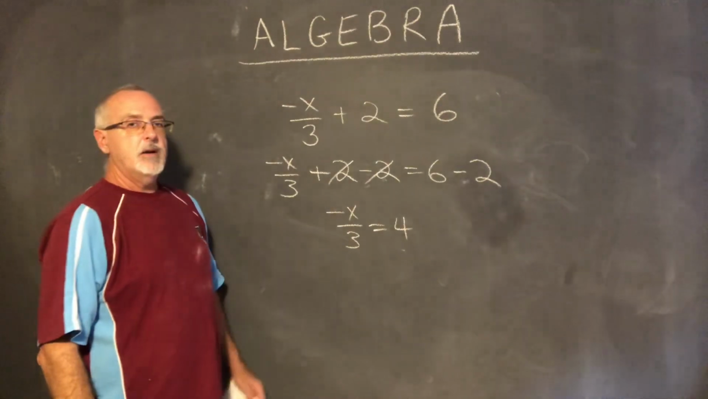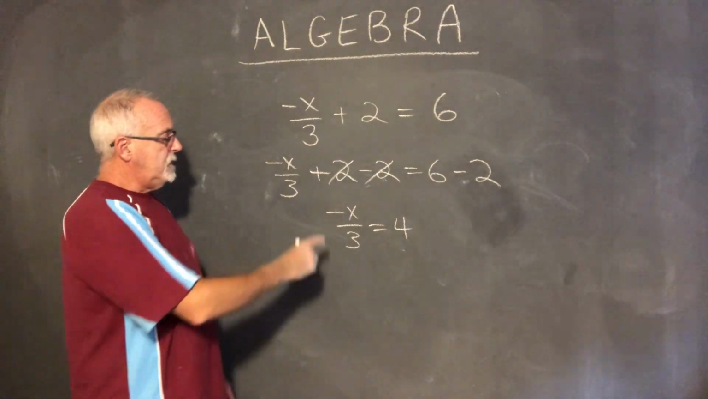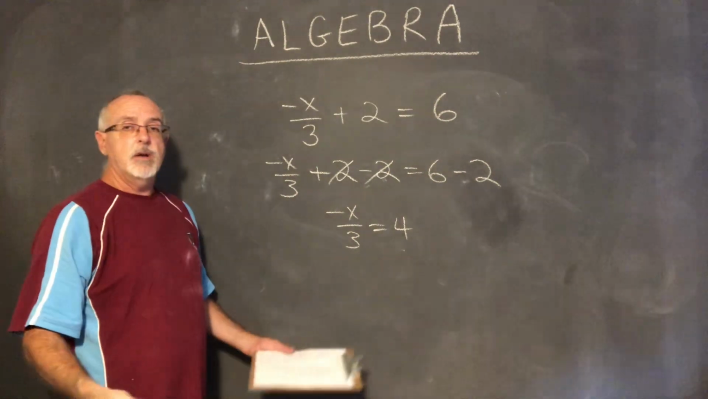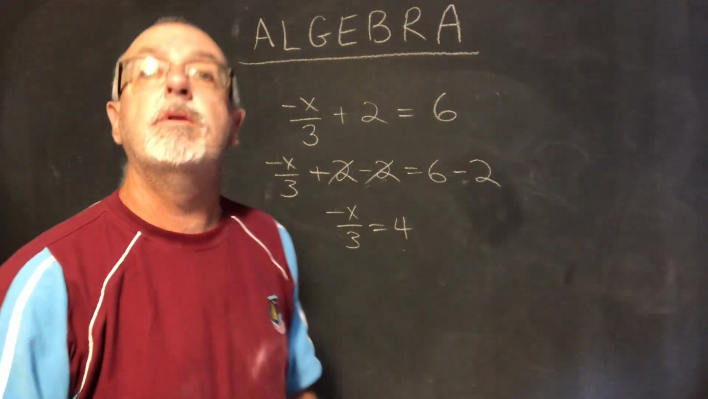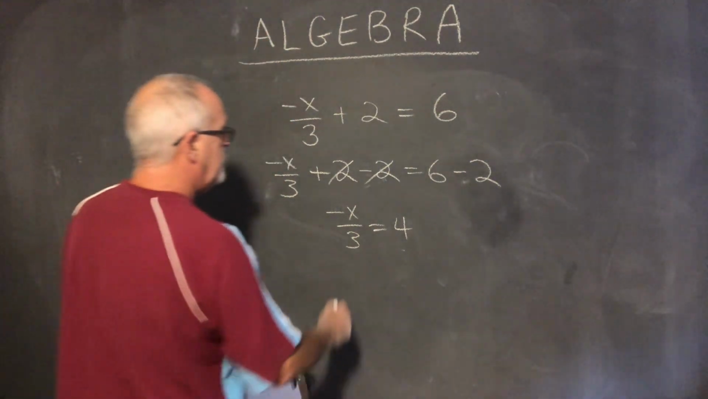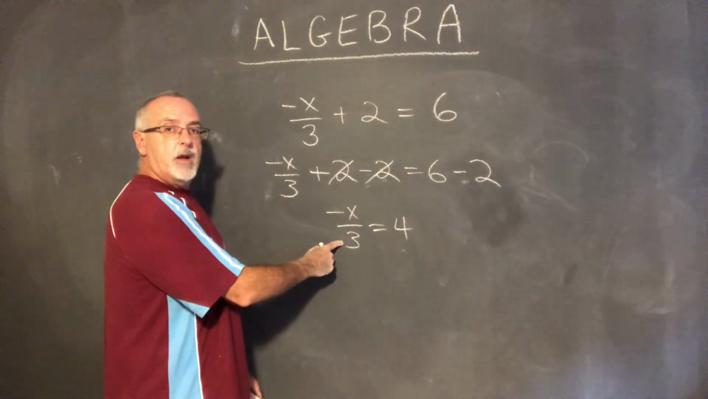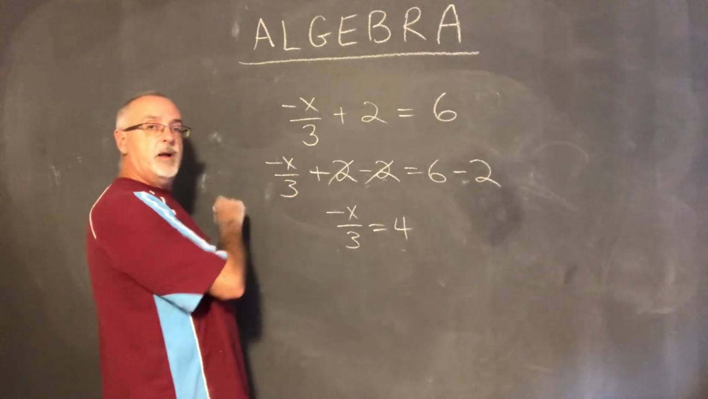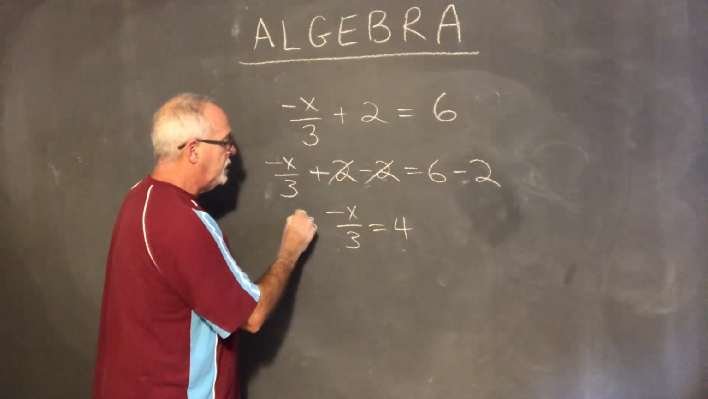Now I kind of have a choice. Do I want to deal with the negative sign and the 3 separately or together? Well, actually, I do have a choice. There's more than one right way of doing it. Okay, I want to get rid of the 3. I'm going to worry about the negative sign later. So I'll get rid of that 3, which is being divided from my negative x, by multiplying both sides by 3.